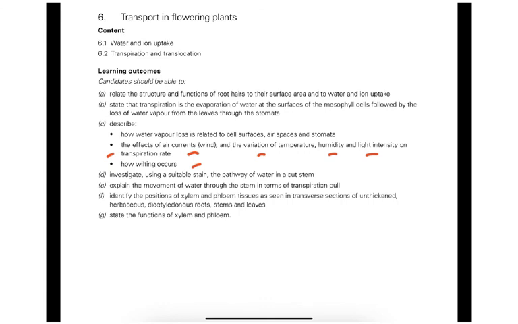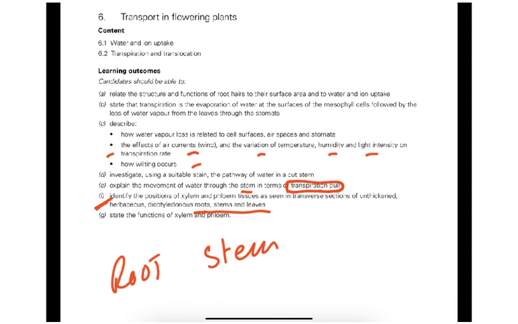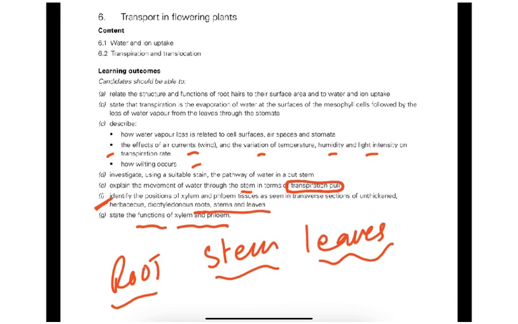Then explain the movement of water up the stems in terms of transpiration pull, the suction force which is exerted by the movement of the water vapors, or the diffusion of the water vapors, out of the leaf. And then it says identify the positions of the xylem and phloem tissues as seen in transverse sections of unthickened herbaceous dicot roots, stems and leaves. So we've got to see how roots look, how stems look, and how leaves look, and when you look at a cross section of it, where the xylem and the phloem are present. And then of course the last is state the functions of the xylem and phloem.